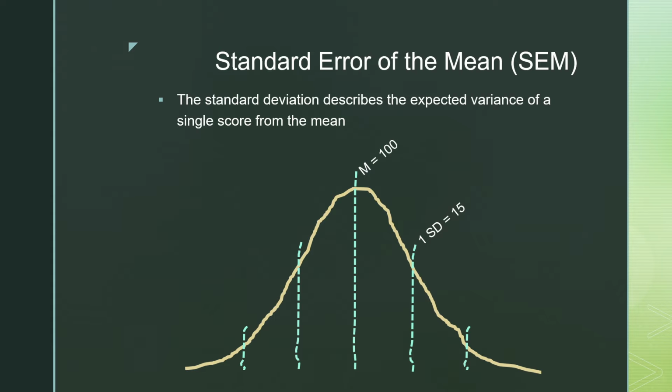If you remember standard deviation, it describes the expected variance of a single score from the mean. So we have one score, and we can see how much variance we expect to see in that random score that we just pull from a group of scores. Most scores are going to be within one standard deviation. About 68% of them are going to be within one standard deviation. About 95% are going to be within two. And then slightly over 99% are within three. So that's just for a single score.